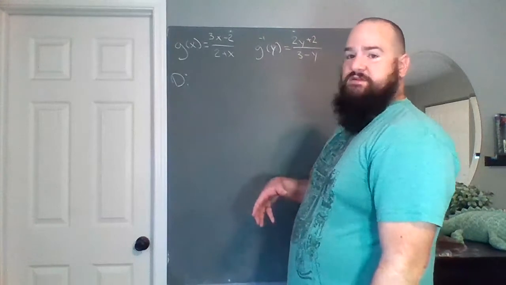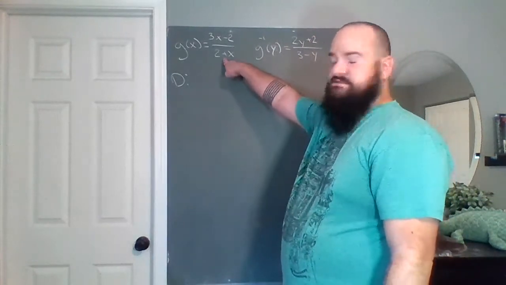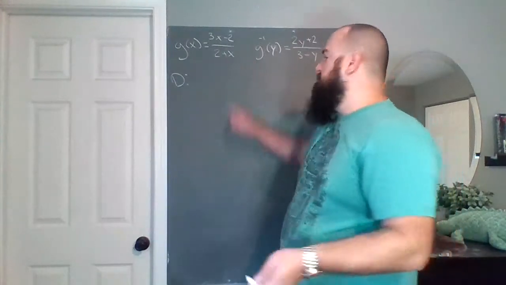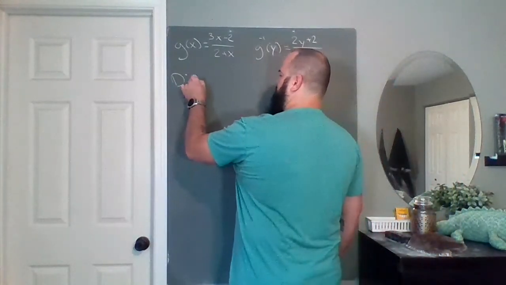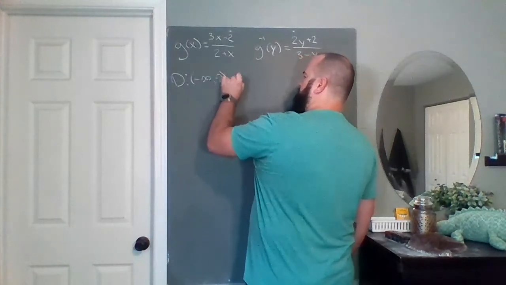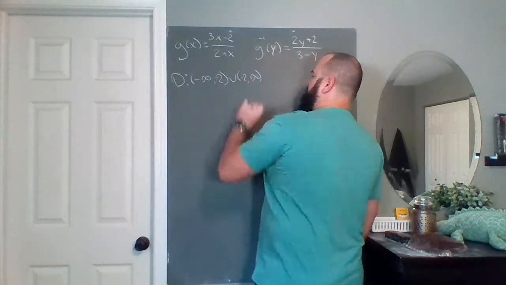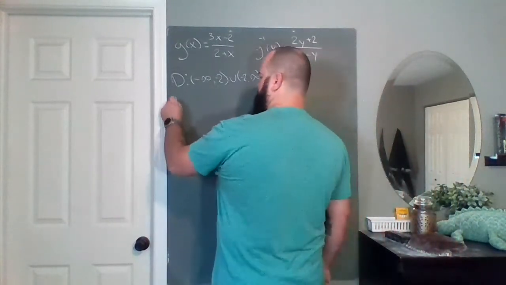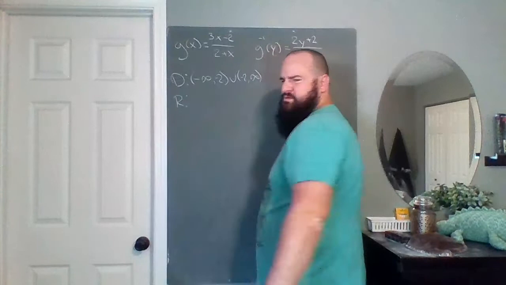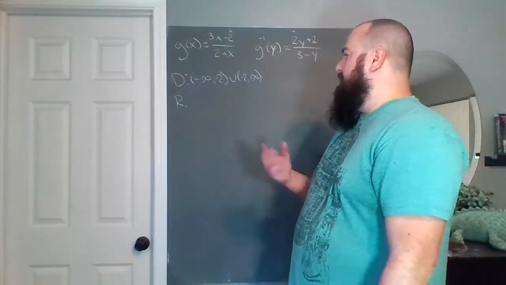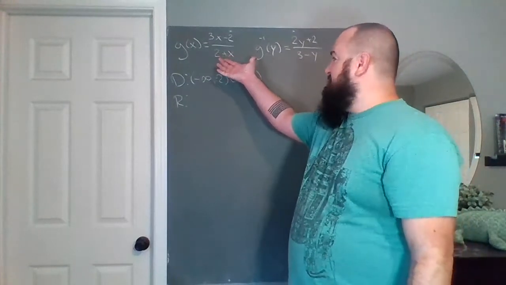Well, as long as the denominator is not 0, we're good, right? And when is the denominator 0? 2 plus x, so that's at -2. So it means our domain is -infinity to -2, -2 to infinity. One thing we didn't do, what's the range? I have no idea. I don't know what the range is. I mean, just looking at this, I don't know how to find the range.